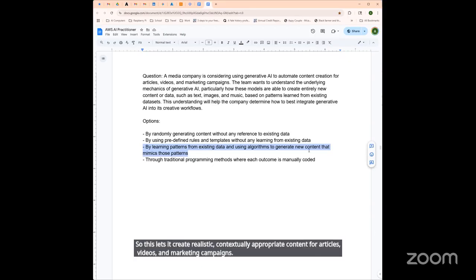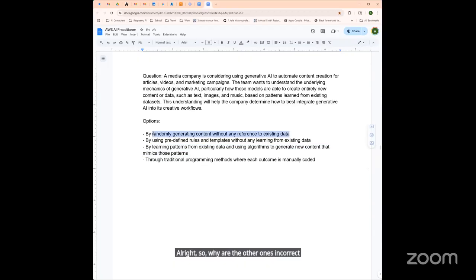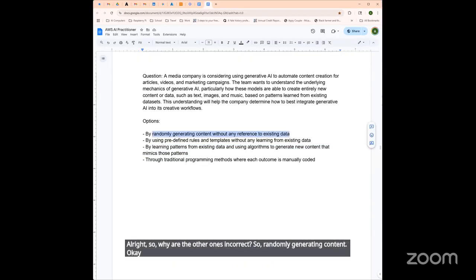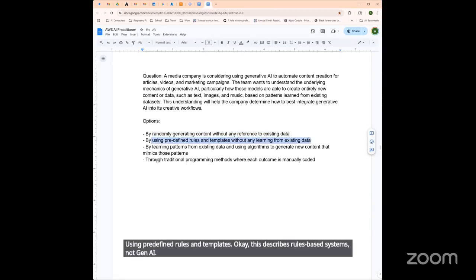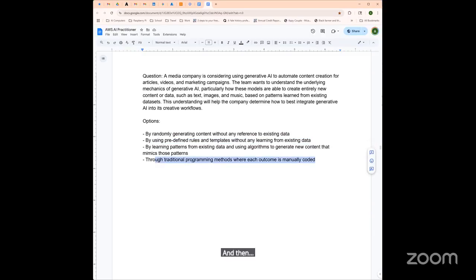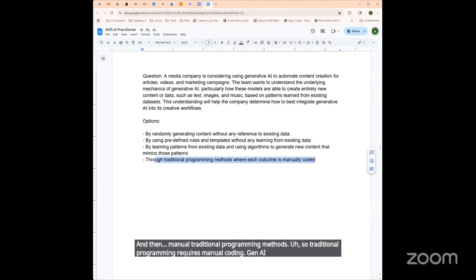All right, so why are the other ones incorrect? Randomly generating content: Gen AI doesn't work randomly. It uses learned patterns. Using predefined rules and templates describes rules-based systems, not Gen AI. And then manual traditional programming methods: traditional programming requires manual coding. Gen AI learns automatically.